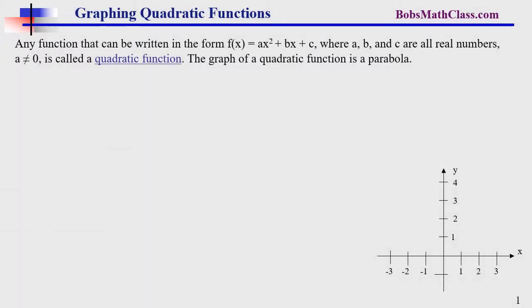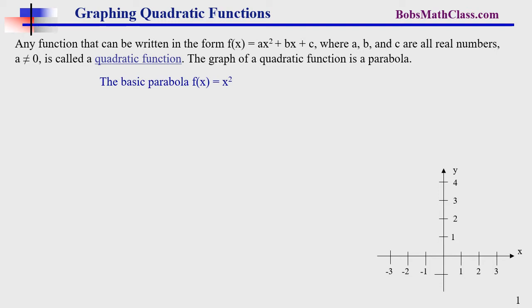Welcome. Graphing quadratic functions, also known as parabolas. Any function that can be written in the form f of x equals ax squared plus bx plus c, where a, b, and c are all real numbers and a cannot equal 0, is called a quadratic function. The graph of a quadratic function is a parabola.